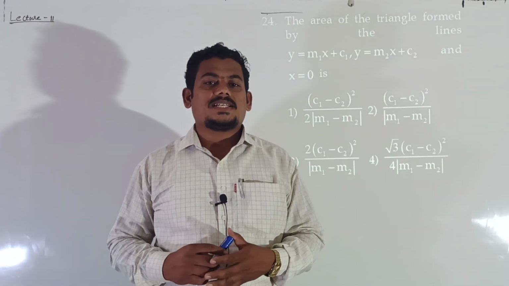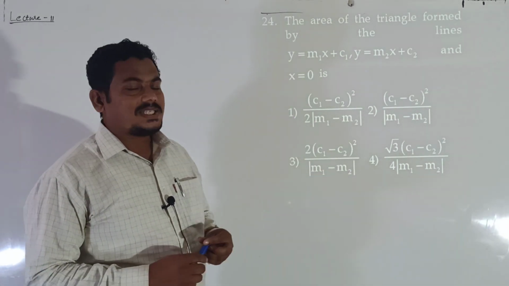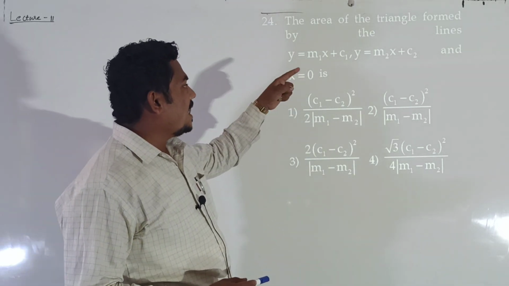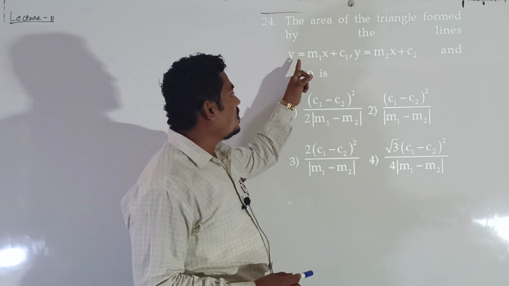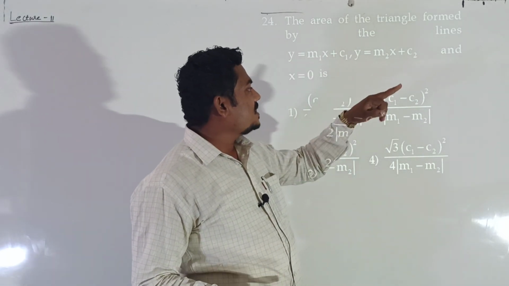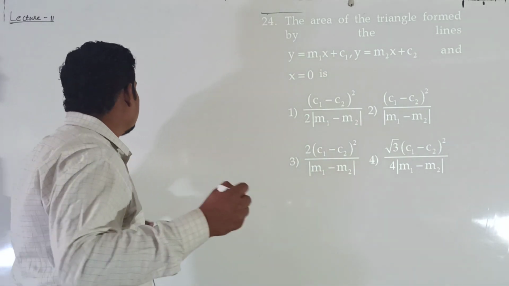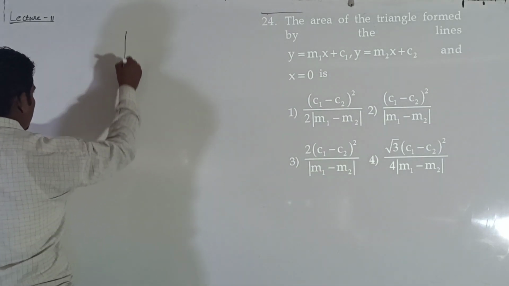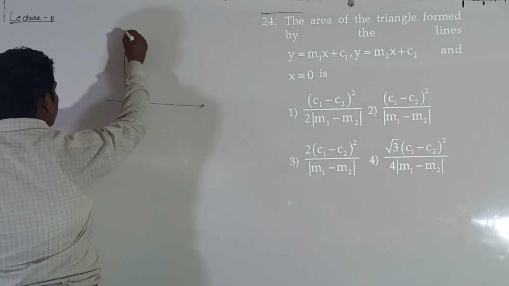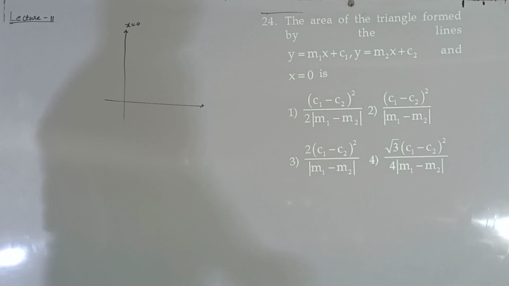Let's continue our discussion on level 2 of straight lines. In the next problem, question number 24. The area of the triangle formed by the lines y equal to m1x plus c1, y equal to m2x plus c2 and x equal to 0. X equal to 0 means y axis itself, right? This is x equal to 0 line, means y axis.